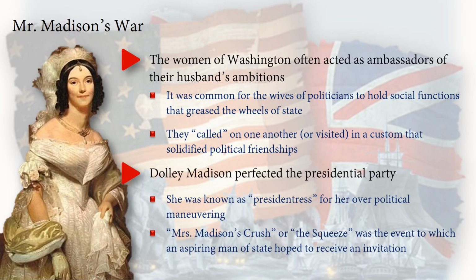Dolly Madison perfected the presidential party. She was known as the Presidentress for her overt political maneuvering and her use of social functions to get what she wanted or what she believed would be beneficial for her husband. And this is actually kind of ironic because James Madison was a very quiet, introverted, bookish man who didn't like to go to parties, but his wife, well, she'd throw them on his behalf. They were called Mrs. Madison's Crush, or The Squeeze. I don't know how they got that name. And these were the events to which an aspiring man of state hoped he would receive an invitation.